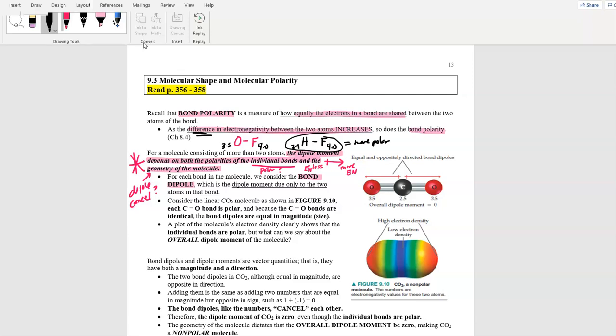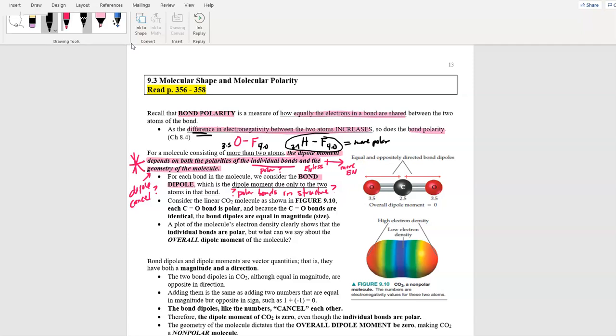So first, you have to have a polar bond somewhere. That's usually your first question. So are there polar bonds in the structure? Because like I said, if you don't even have a polar bond anywhere in there, then the molecule is not even polar to begin with. You have to have polar bonds in order to be considered a polar molecule.